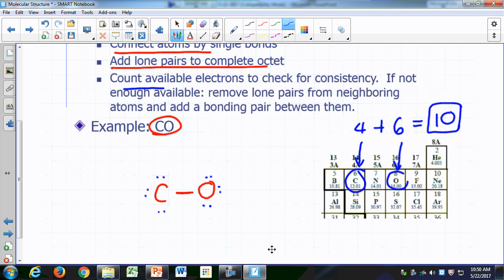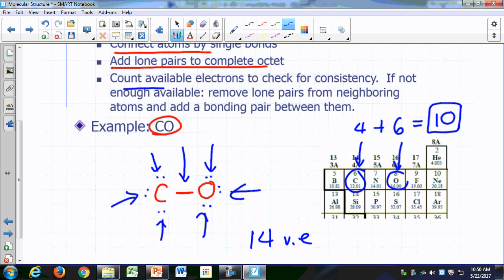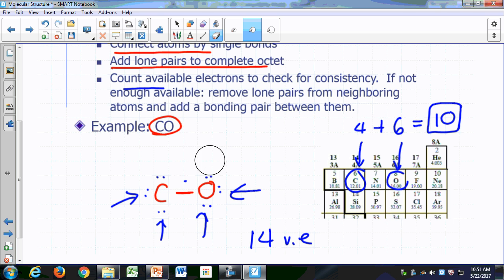So let's see. This is 2, 4, 6, 8, 10, 12, and then 1 more in the bonding pair. That's 14 valence electrons. So that's not right. Okay, so that's the wrong structure for carbon monoxide. So when that happens, what does that tell you? That means this structure, with a single bond between carbon and oxygen, would need 14 valence electrons. You don't have 14 valence electrons. You only have 10.